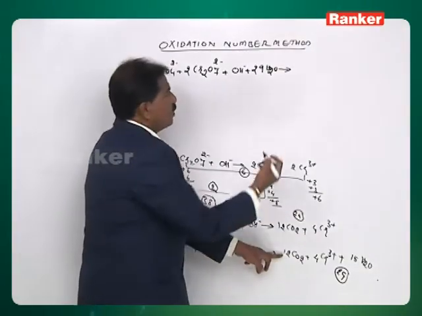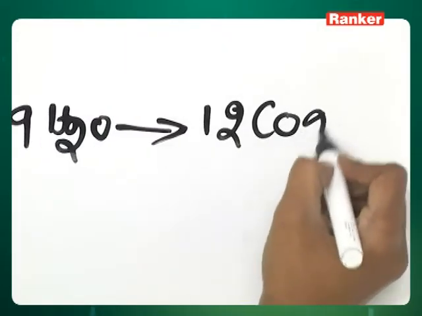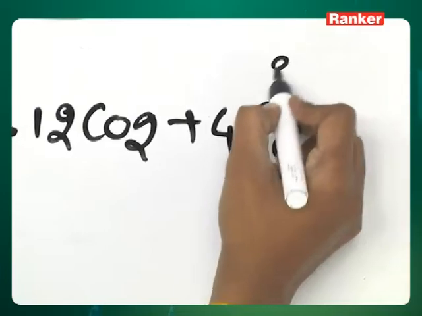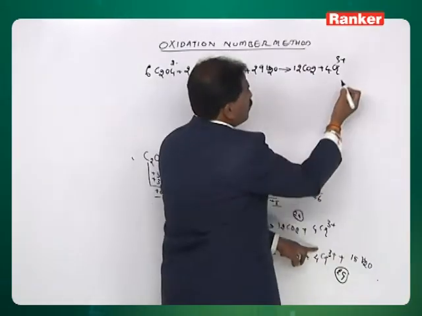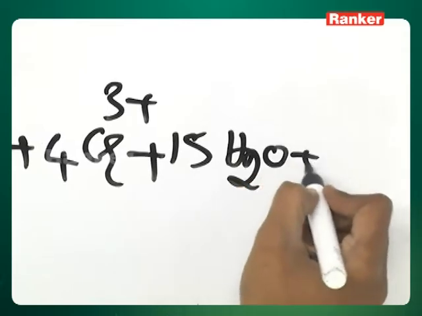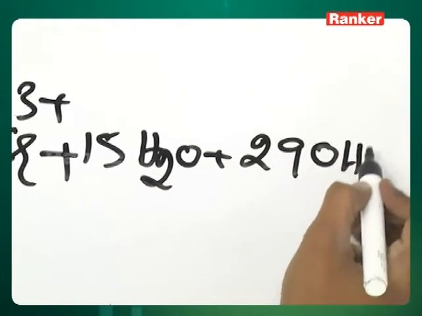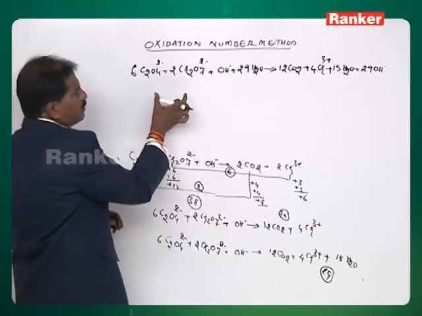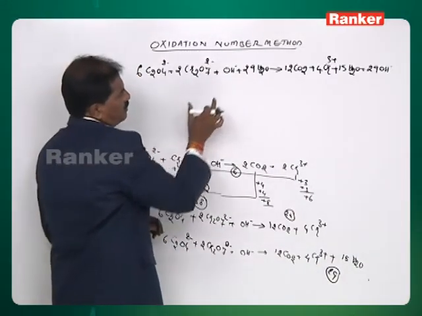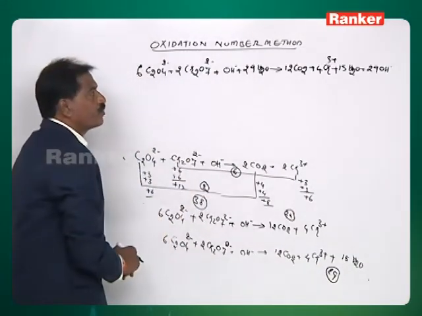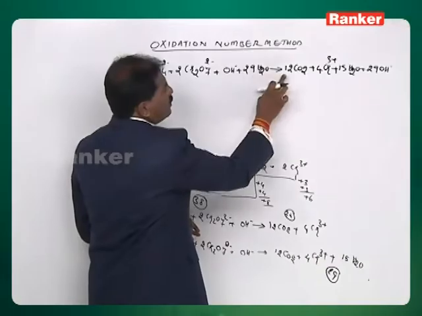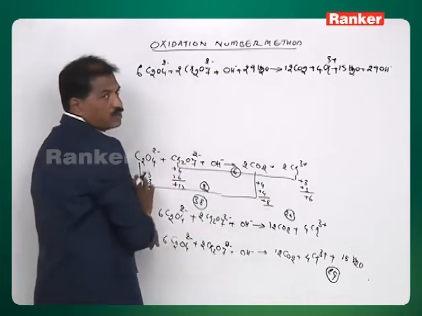Next, this side 12 CO2, 4 Cr3 plus, here 15 H2O plus 29 OH. Now you can cross check whether oxygen atoms have been balanced or not. You can cross check whether hydrogens have been balanced or not. Now you see all oxygen atoms have been balanced. All hydrogens are also balanced.